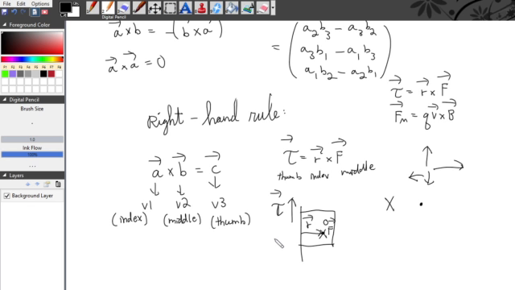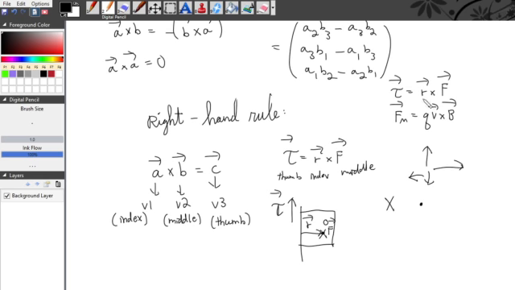And that is how you use the right hand rule. There's also another right hand rule, which I'll get to when I talk about electromagnetism, but this one is for cross products. And yeah, I think that's pretty much it. Let me just double check my notes real quick to see if I missed anything.